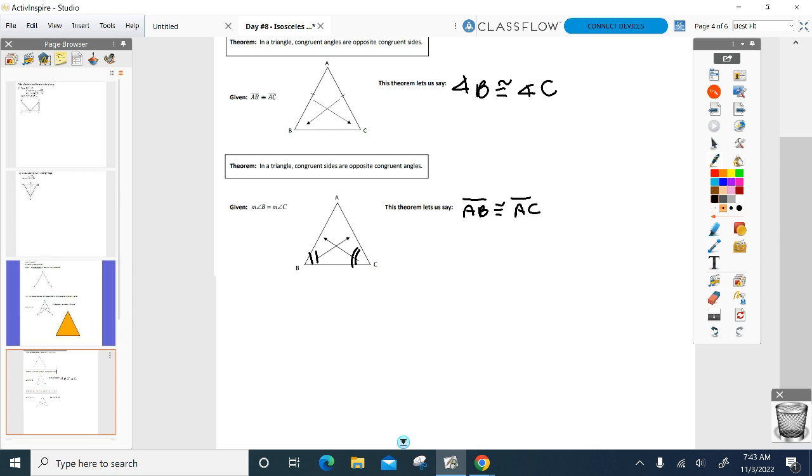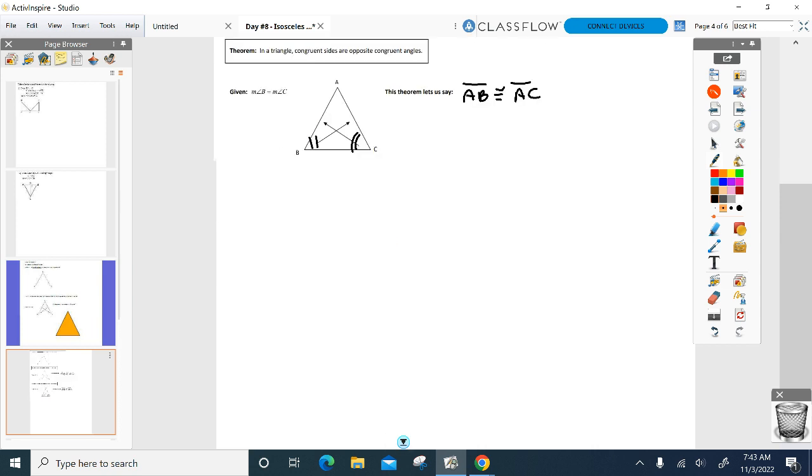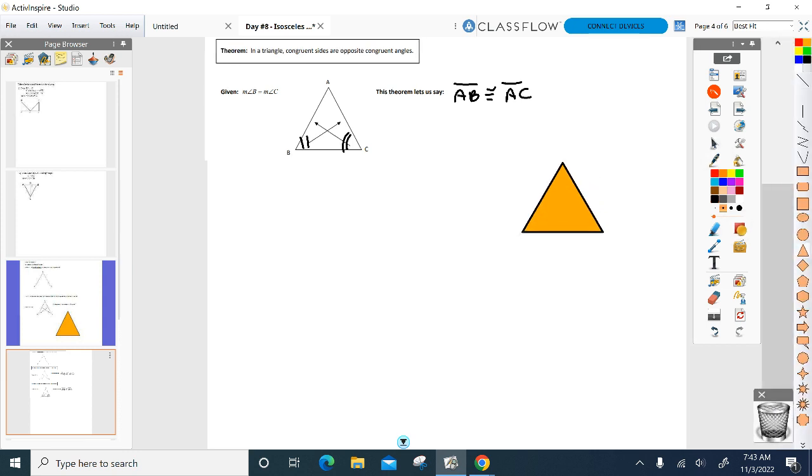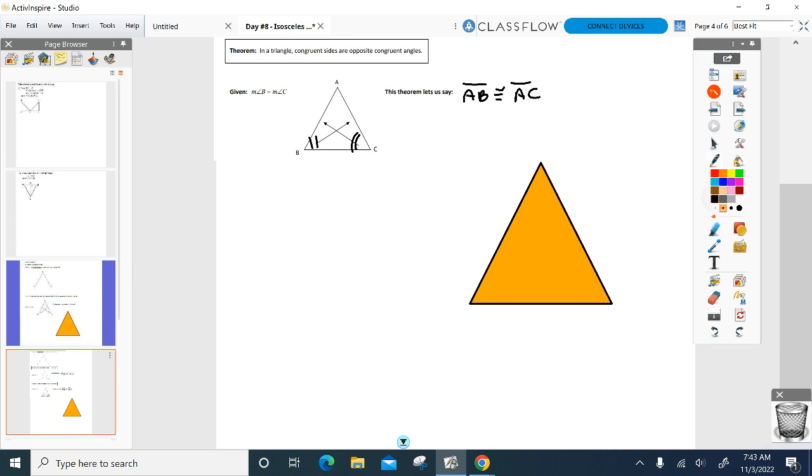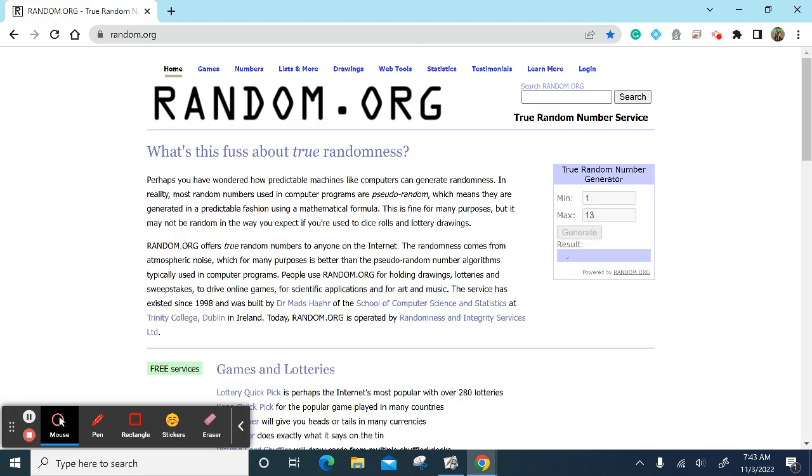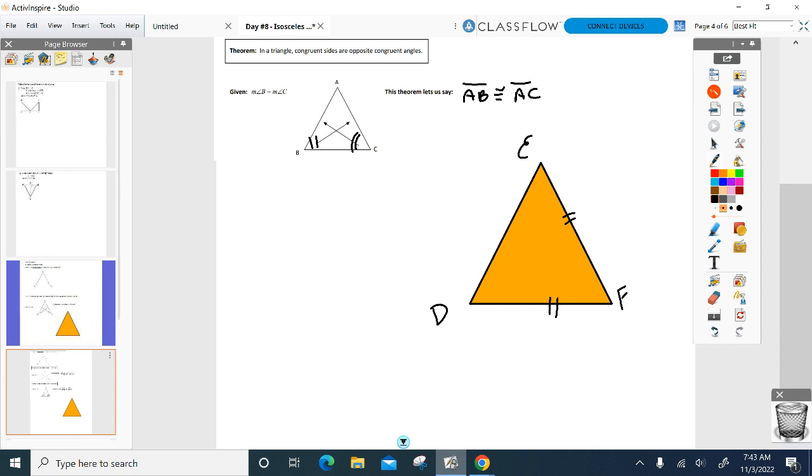Before I move on, I know this is always a mistake that comes up, so let me try to eliminate it now. In an isosceles triangle, it's not always the bottom angles that are equal. I don't want you guys to get in that habit. Let's say I call this triangle DEF, and I'll tell you DF is congruent to EF. Where would my congruent angles be now, up here?